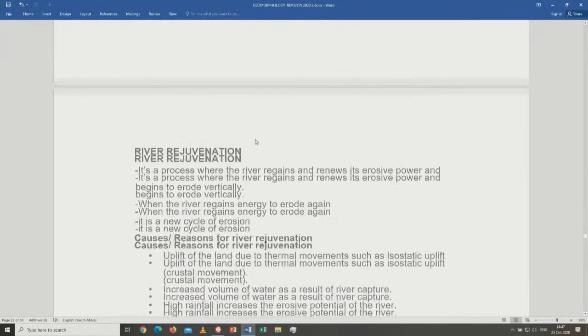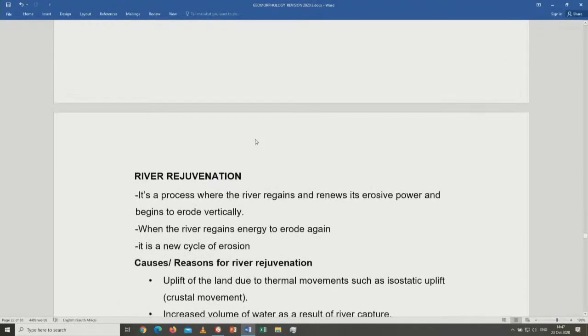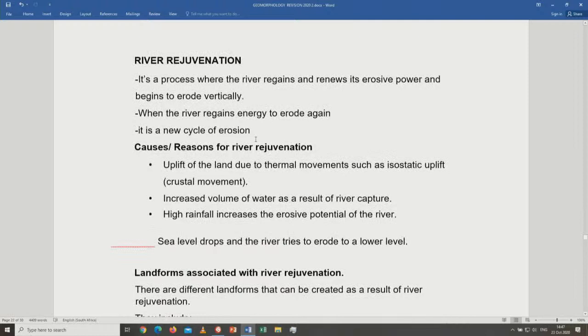Yes, and then the last part, just to wrap up, the river rejuvenation. It is a process where a river regains or renews its erosive power and begins to erode vertically. When the river regains energy to erode again, that's another definition that you can also use. It's a new cycle of erosion. So we're having 3 definitions there. Any one of those, correct.